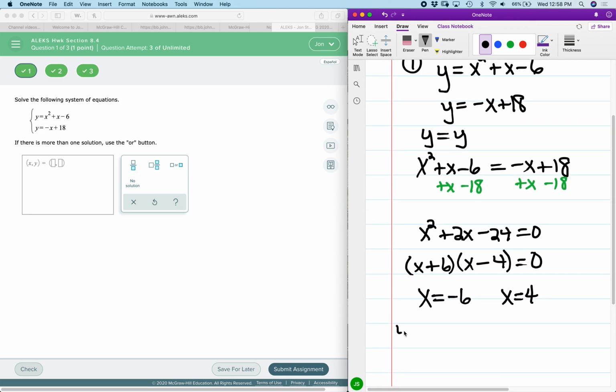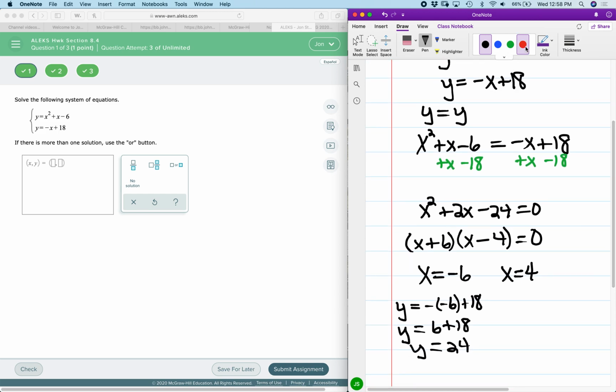And for y, y is equal to negative x plus 18. So y is equal to the negative of negative 6 plus 18. The opposite sign of negative 6 is positive 6, and if I add 18, 6 plus 18 is going to be 24. So whenever x is negative 6, y is equal to 24.